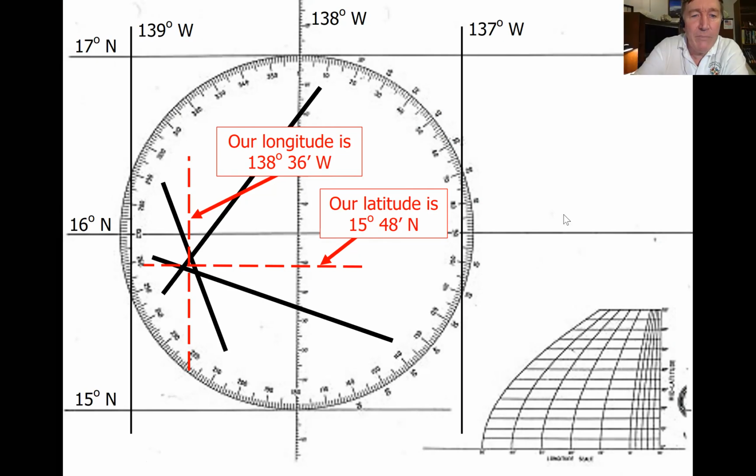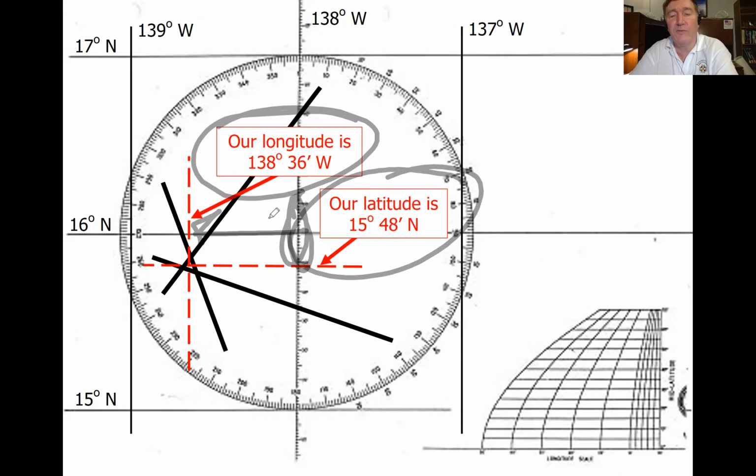Okay. So that means our longitude then is, here's 138 plus 36 more. So our longitude is 138 degrees, 36 minutes. Our latitude is 15 degrees, 48 minutes. We are done.